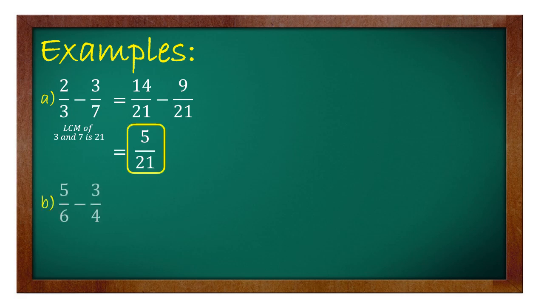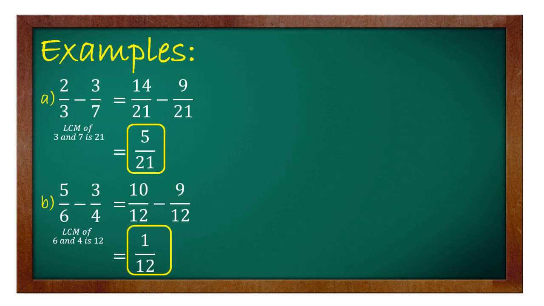Okay? Next, 5/6 minus 3/4. So, 6 and 4 ang ating denominator. Ang LCM niya is 12. So, yung 5/6 magiging 10/12. And then, yung 3/4 magiging 9/12. And then, yun na. Subtract na natin yung numerators natin. 10 minus 9 is 1. And then, copy the denominator, which is 12. So, we have the answer as 1/12.